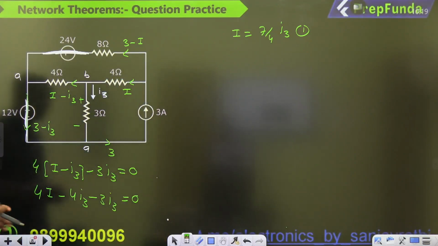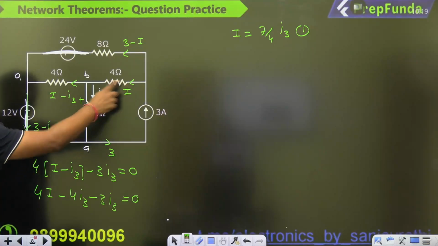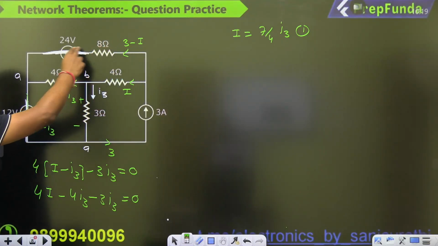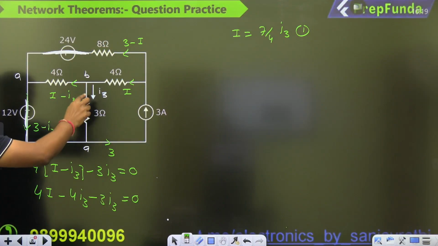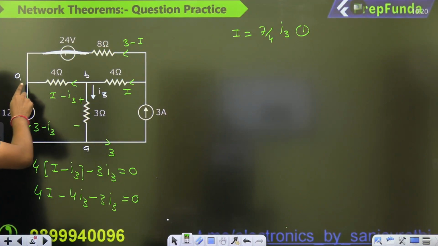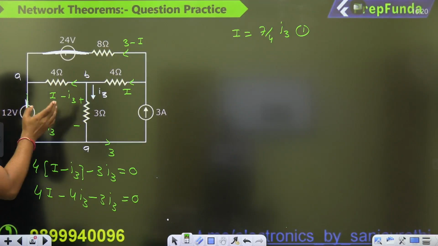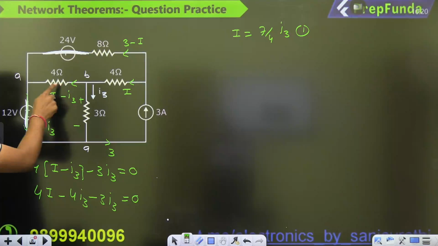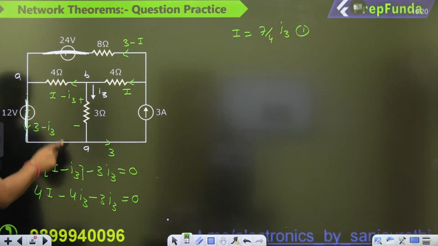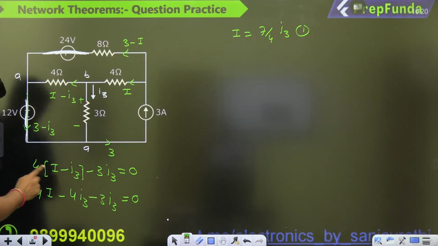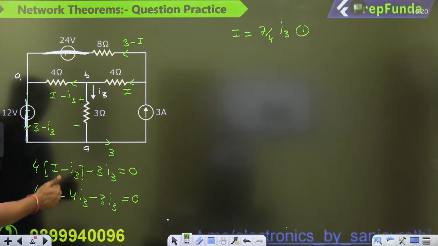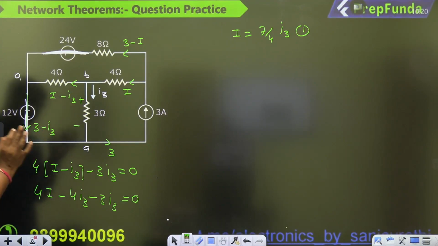Check my calculation. What I have done: this is the current I, and this current will become 3 minus I. Here it will become I minus I3. Then here we are adding the I, so I cancels, and that is 3 minus I3, right? And then I have just written the KVL as plus 4 times of I minus I3, then moving in this branch, minus 3 times of I3. Then 4 minus 3 becomes 7, and what is the relation? I is equal to 7 by 4 times of I3.